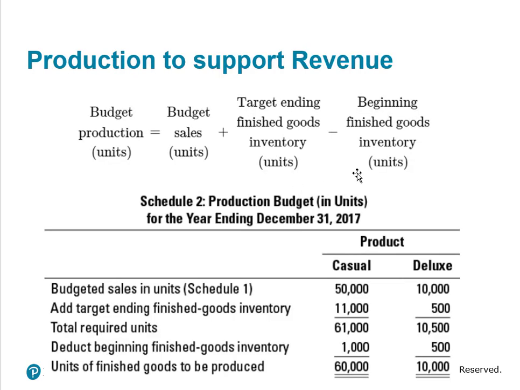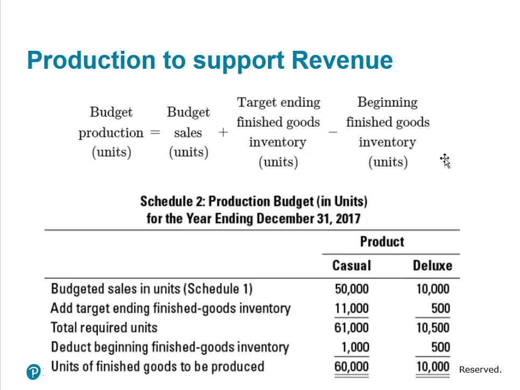But to support the revenue forecast, we've got to figure out production. The budgeted production is equal to sales plus target ending finished goods inventory. You don't want to end the year with nothing on the shelf. Okay, you have to have some finished goods inventory. So we take the budgeted sales plus desired ending inventory minus beginning inventory, and that's what we have to produce.